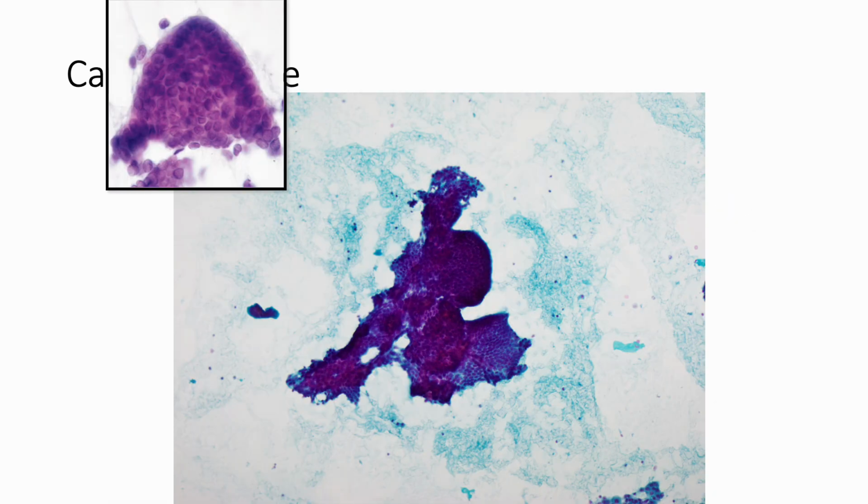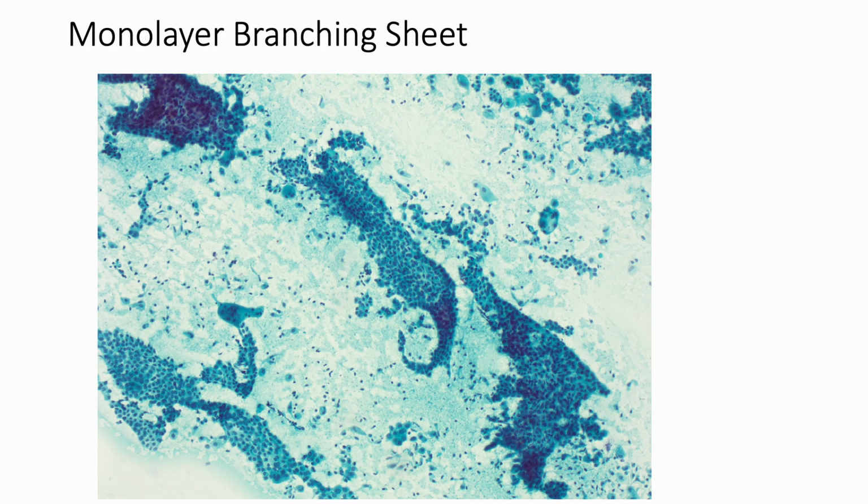Sometimes, only the tip of the papilla gets sampled during the FNA. In those cases, you might see a tissue fragment with a smooth, rounded outline, like in these two images. That's still a papillary structure, and we refer to it as a papillary cap. Another architectural feature to look out for is the monolayer branching sheet. These are large, flat tissue fragments that get torn during processing.